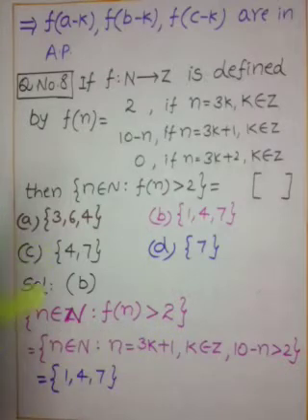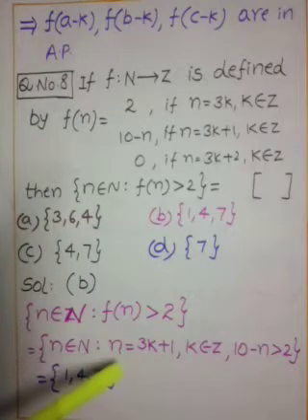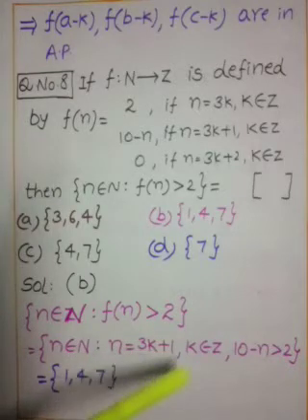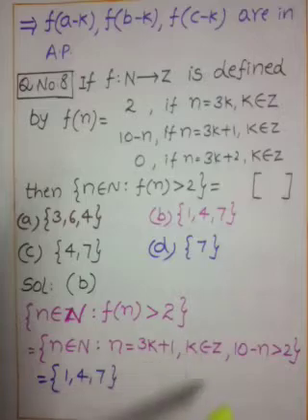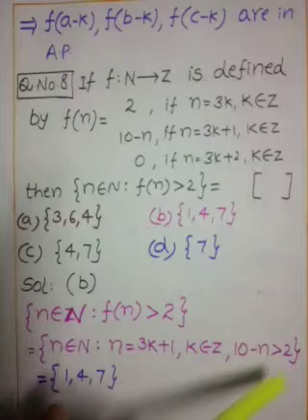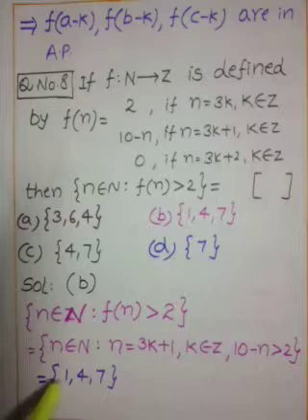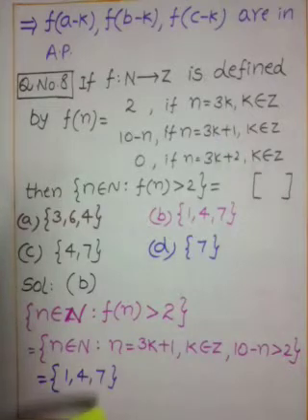We have to find this set. That is equal to the set of all n belongs to N such that n is equal to 3k plus 1, k belongs to Z, 10 minus n greater than 2. Okay, my children? Then we find these three values only: set 1, 4, 7. Only these three natural numbers satisfy the given condition.